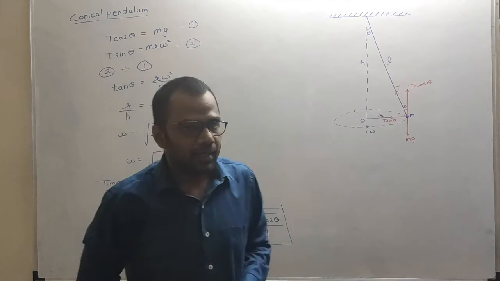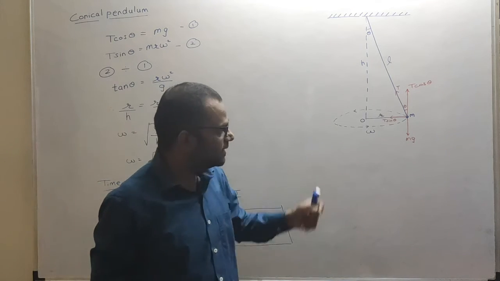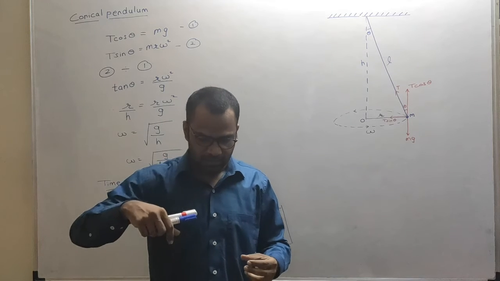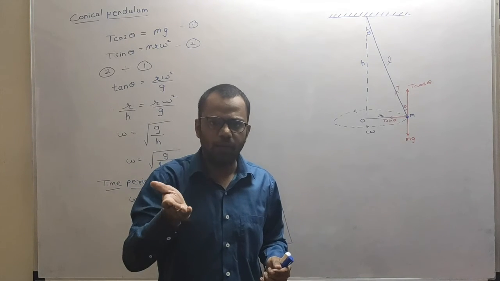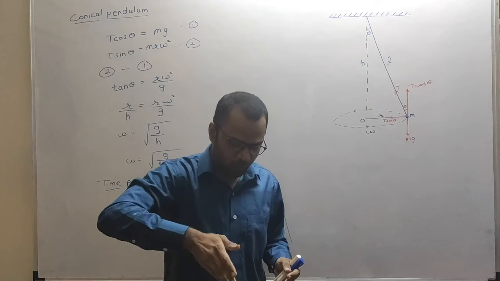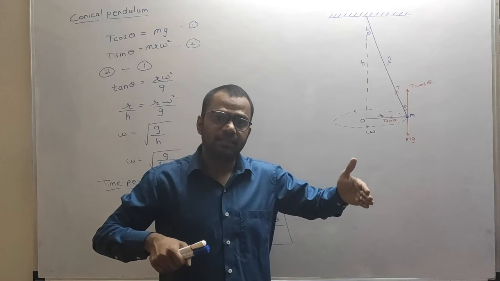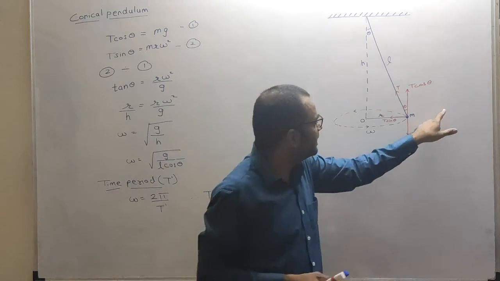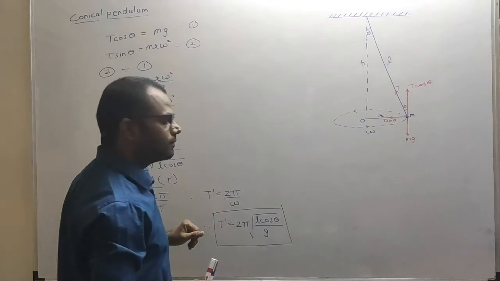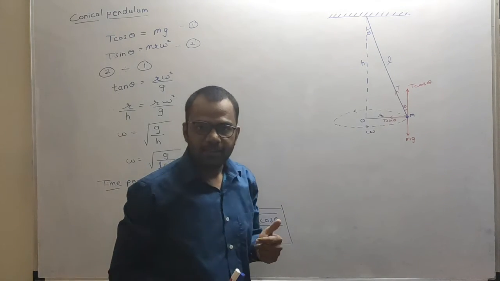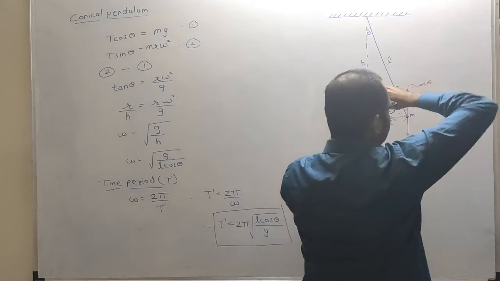Getting this? Now one interesting thing over here is that, as we had already seen, as the speed of the bob increases, that means the omega will also increase, right? So as omega increases, the radius also increases. So as the radius increases, the angle theta will also increase. Getting this? Now, is there any limit to which theta can increase?